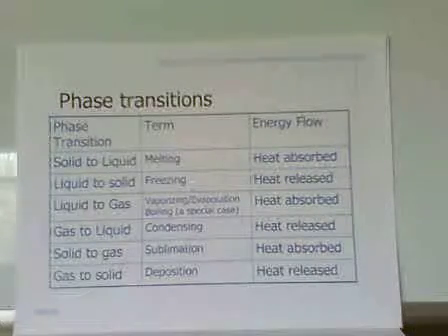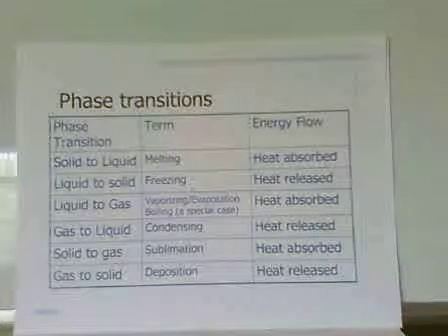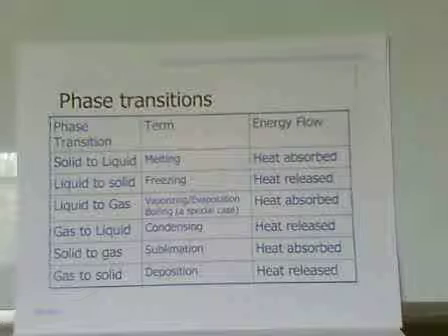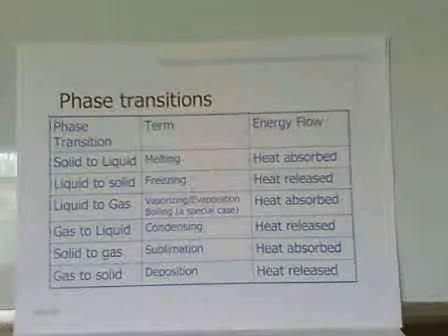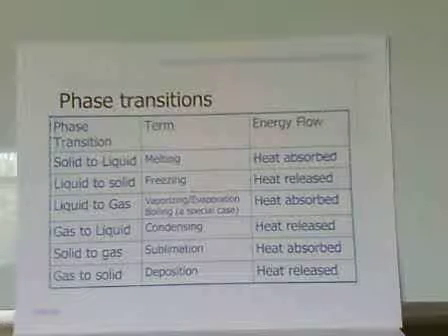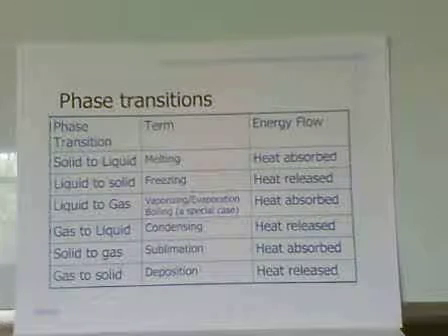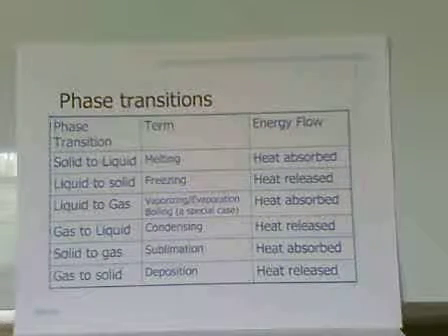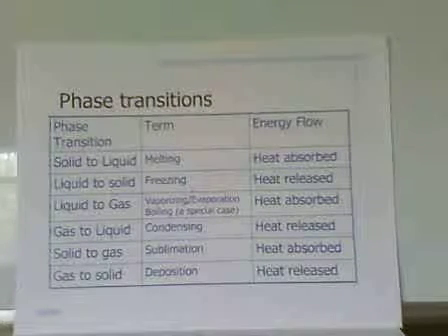The transitions between the physical states, we have terms for those transitions. To go from a solid to a liquid, it's melting. To go from liquid to solid, it's freezing. There's a heat component to this. So to melt something, it needs to absorb heat. And then to freeze something, it releases that heat. It will be the same amount of heat in both directions, but one's being absorbed to melt and one's being released to freeze.